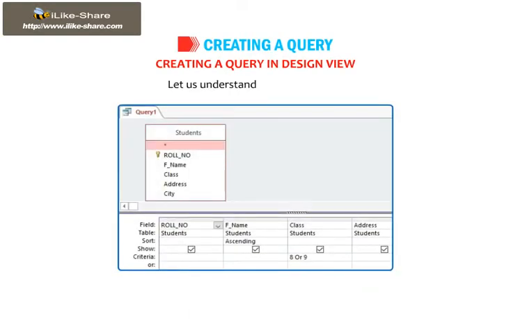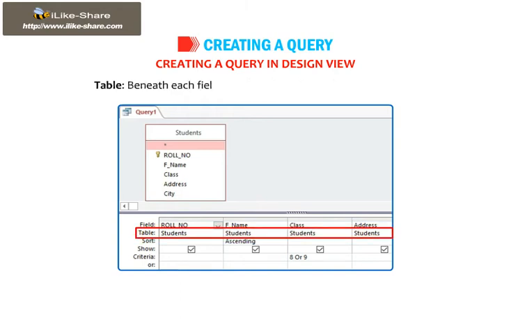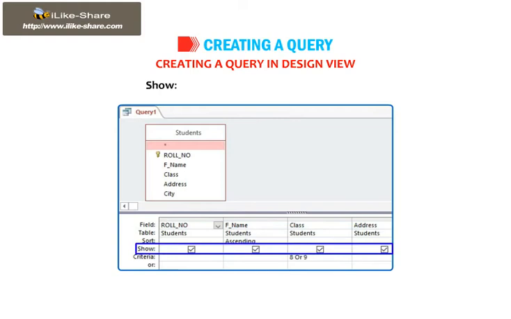Let us understand the design grid. Field. The first row of the design grid displays the selected field names from the table. Table. Beneath each field name is the name of the existing table. Show. The show row displays a check mark.